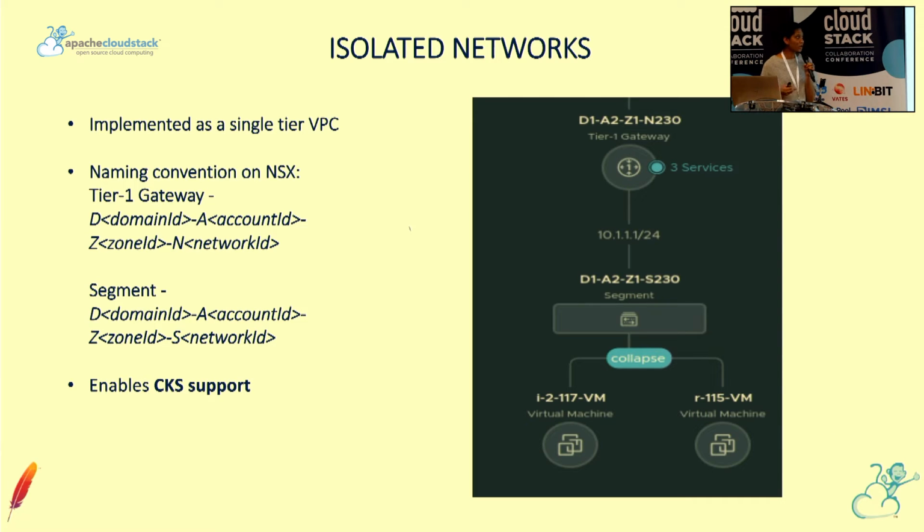Isolated networks in NSX are set up as a single-tier VPC network. And by enabling isolated networks, we've also added support for CKS with NSX.